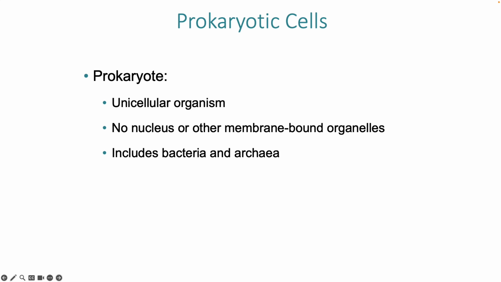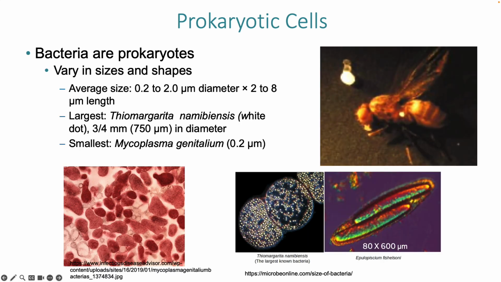To get deeper into the prokaryotes, again, they are unicellular, don't have a nucleus or other membrane-bound organelles, and include the domains bacteria and archaea. So again, I don't want you to fall into this trap of thinking that, because bacteria are single-celled, because archaea are single-celled, they are not complex. That's not true. These organisms can still be very complex, even though they might lack some of the cellular features that eukaryotic cells have.